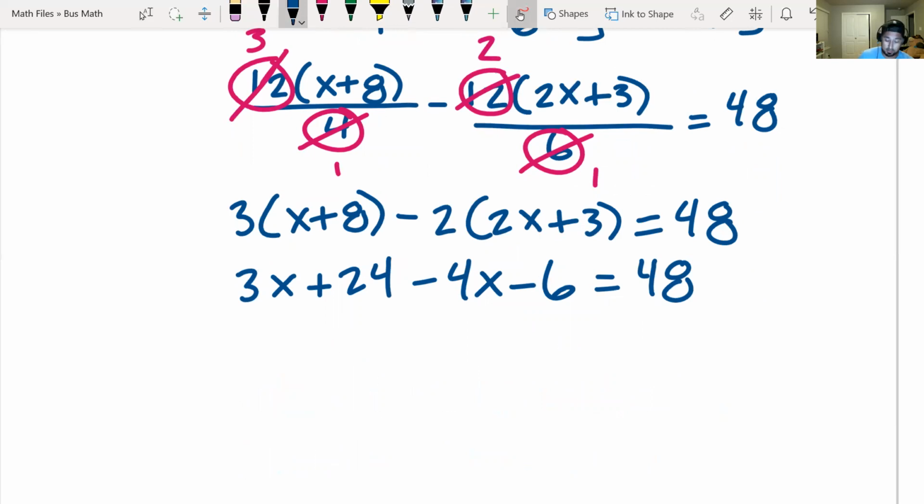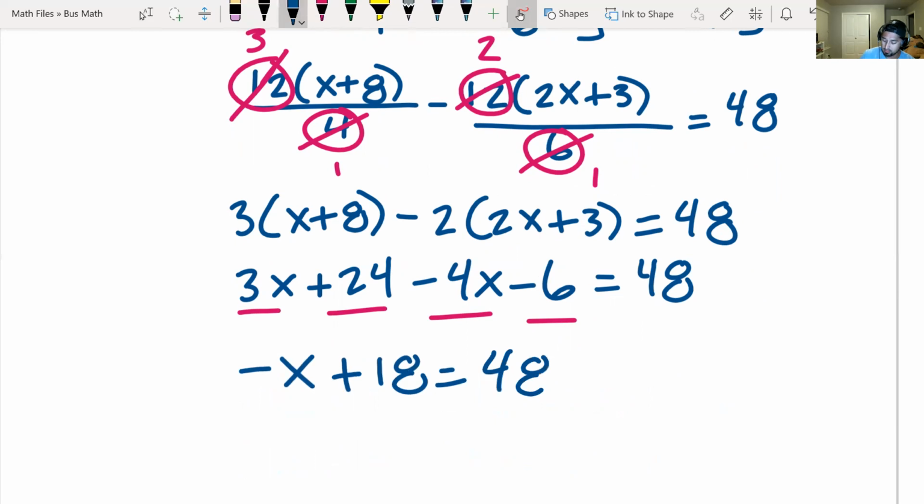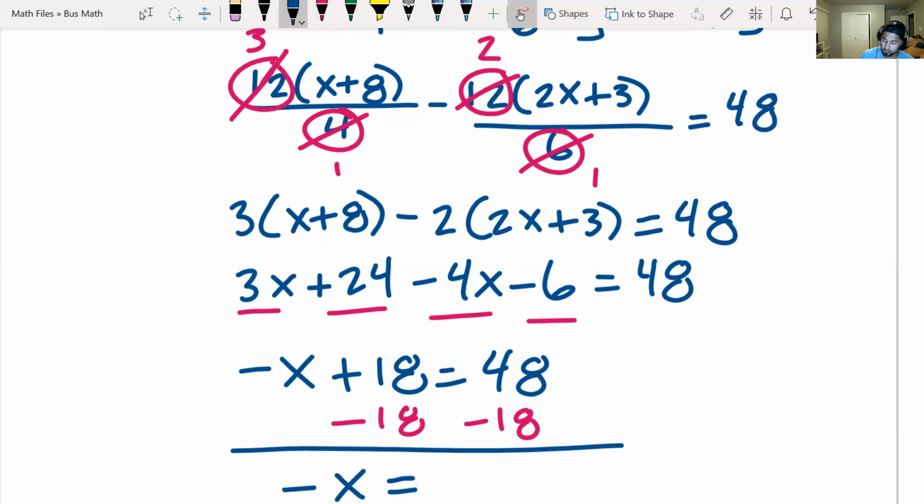Combine like terms. 3x, negative 4x, negative x, and then 24 and negative 6. That is a positive 18 equal to 48. All right. Now we'll say subtract 18, and negative x equals 30.